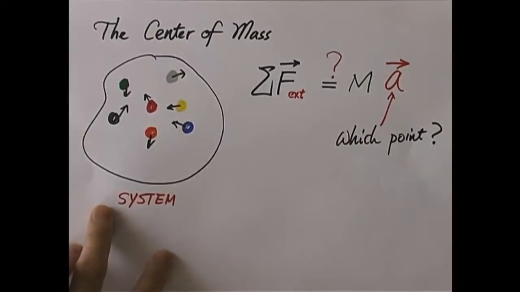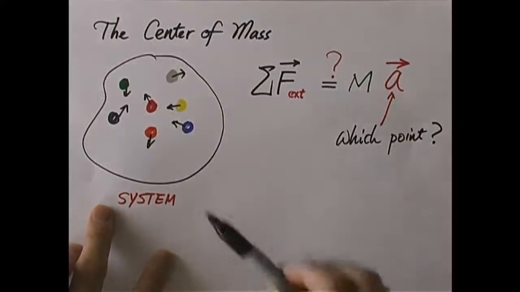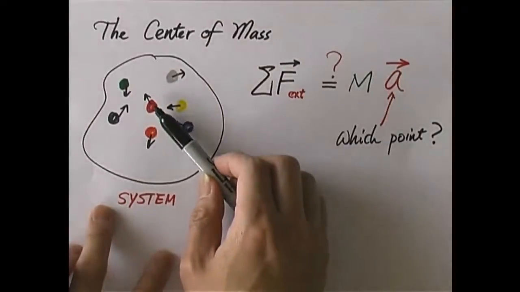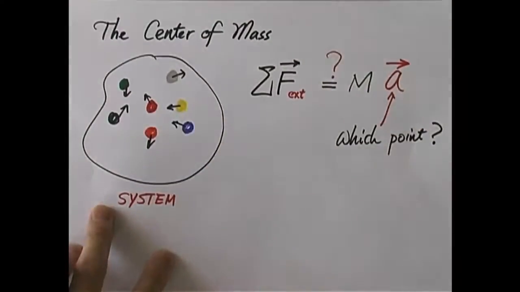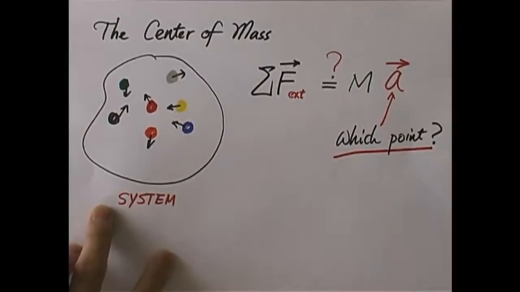But what about acceleration? The sticky point here is that the acceleration of every object is now different. I cannot pick up this red particle and say, let me choose this acceleration, because the others may not have the same acceleration. So here's the thing. When I say F equals ma, a is the acceleration of something, right? Of some point, right? Which point is it?